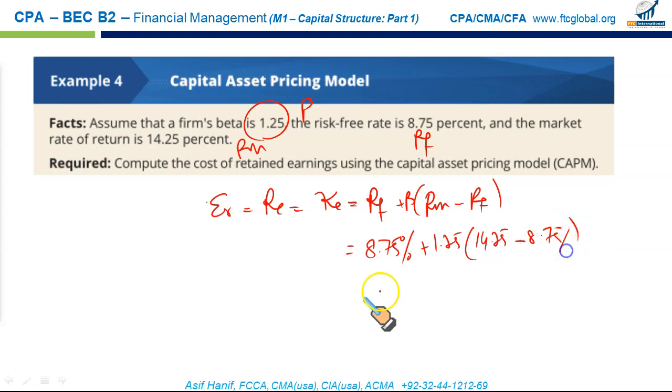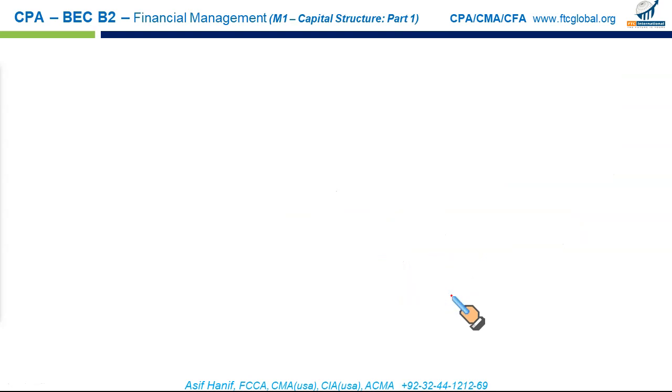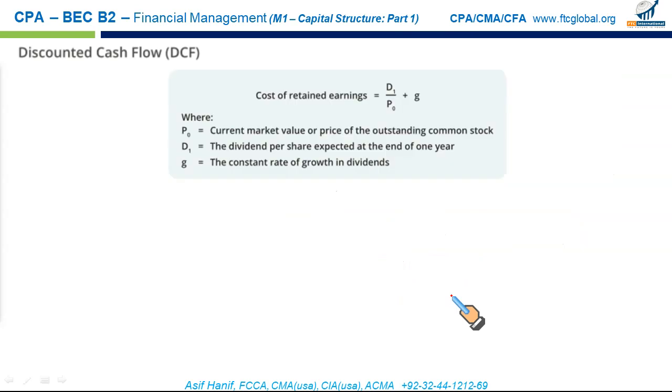So if you just simplify, this would give you the cost of common equity using the CAPM model, and it will be 15.63%. The next one is the dividend discount model or the discounted cash flow model. This model assumes that if the future dividends are discounted at the firm's cost of capital, the discounted value will be equal to the current stock price.